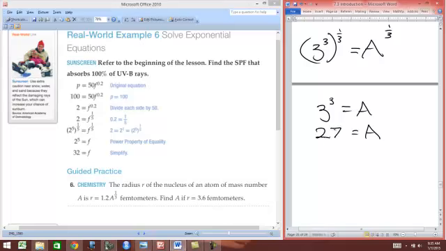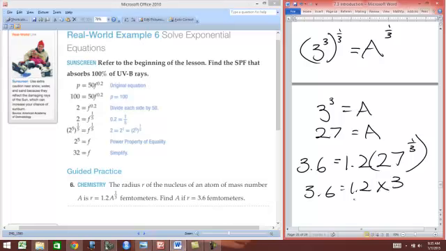Now, first I want to just check the book real quick and make sure that's the right answer. Now, how would we check that? We would put in, yeah, that would work. Okay, let's check it. So 3.6 equals 1.2 times 27 to the 1/3. 3.6 equals 1.2 times 3, and 3.6 equals 3.6.